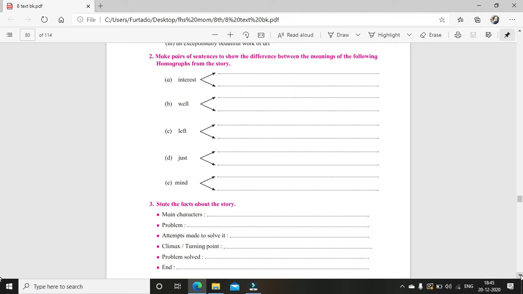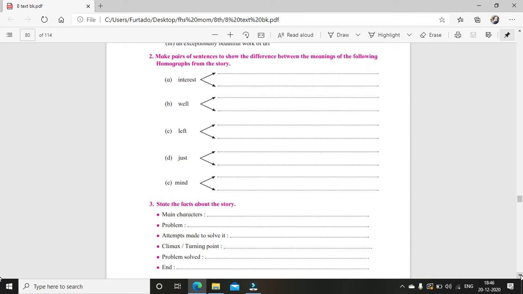Second, interest: I am interested in learning dance. So that's your second interest. Then well is the actual well, from where you draw water, that's the kuwa, what you say in Hindi. So I draw water from the well, or the well is a source of water in the village. And the second, I draw well, I sing well, I dance well.